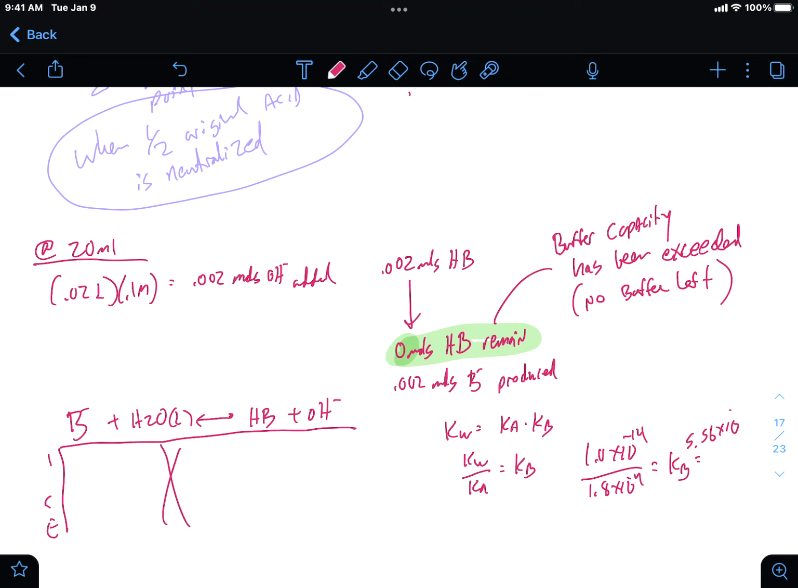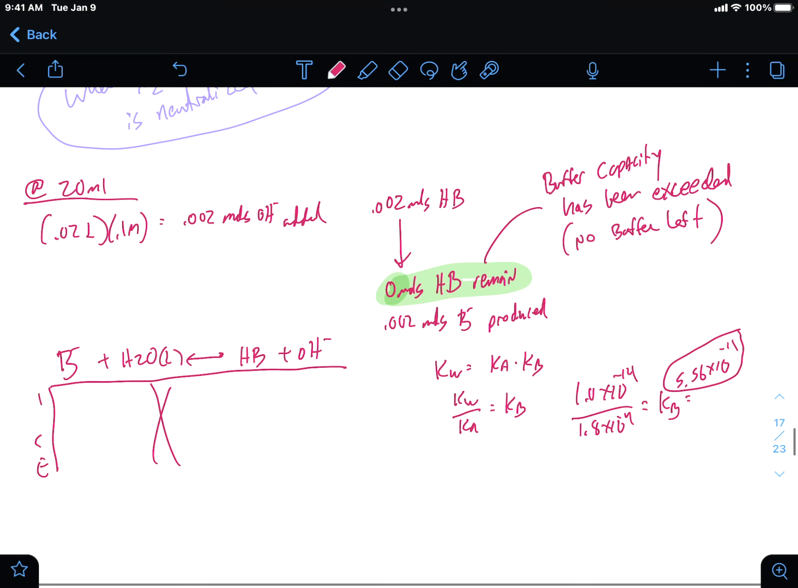5.56 times 10 to the minus 11. Everybody agree? You get that? Okay. So let's solve for what the pH is now at the equivalence point.